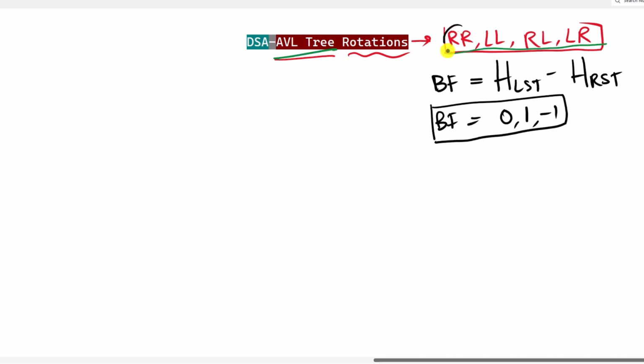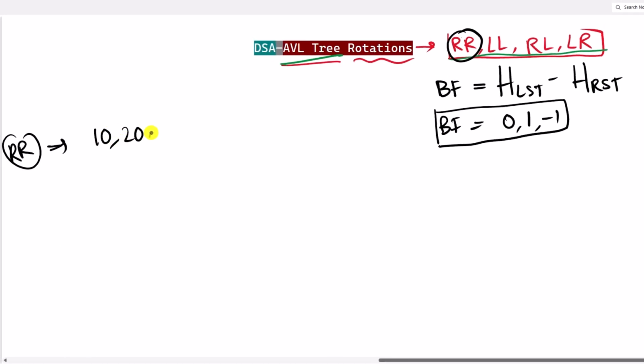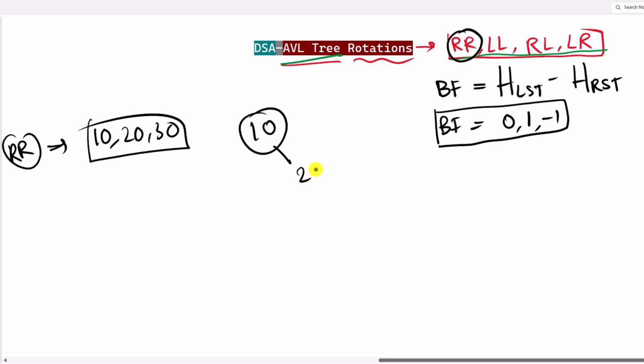So first of all, let's just talk about this RR rotation. So suppose we have the values 10, 20 and 30. So that means in the tree, first of all we have 10, then on the right side we're going to have 20, then on the right side we're going to have 30. Now we have to check if the tree is balanced or not using the balance factor. So here the node 30 has the balance factor of 0, the node 20 has the balance factor of 0 minus 1, which is negative 1, so that means it is also balanced.